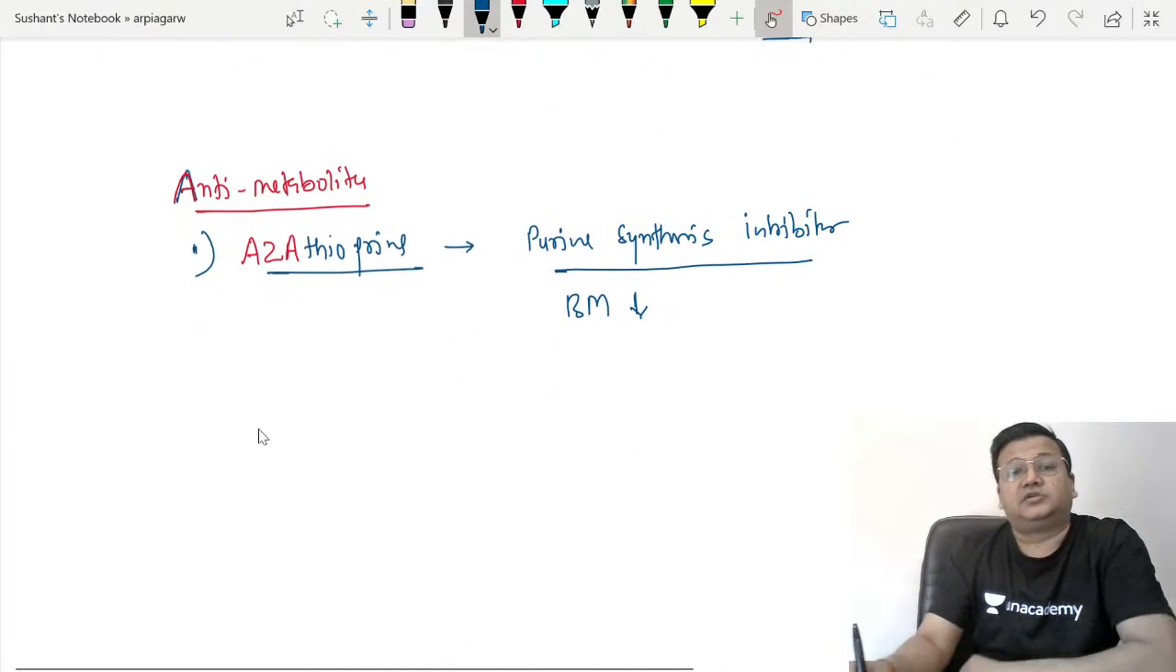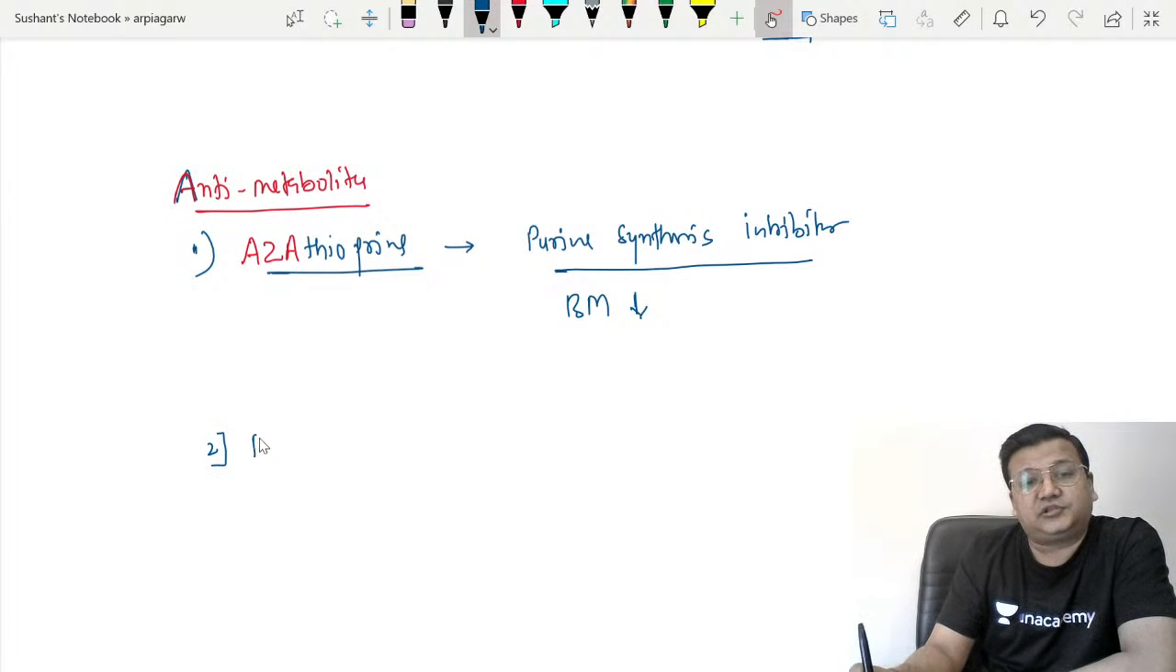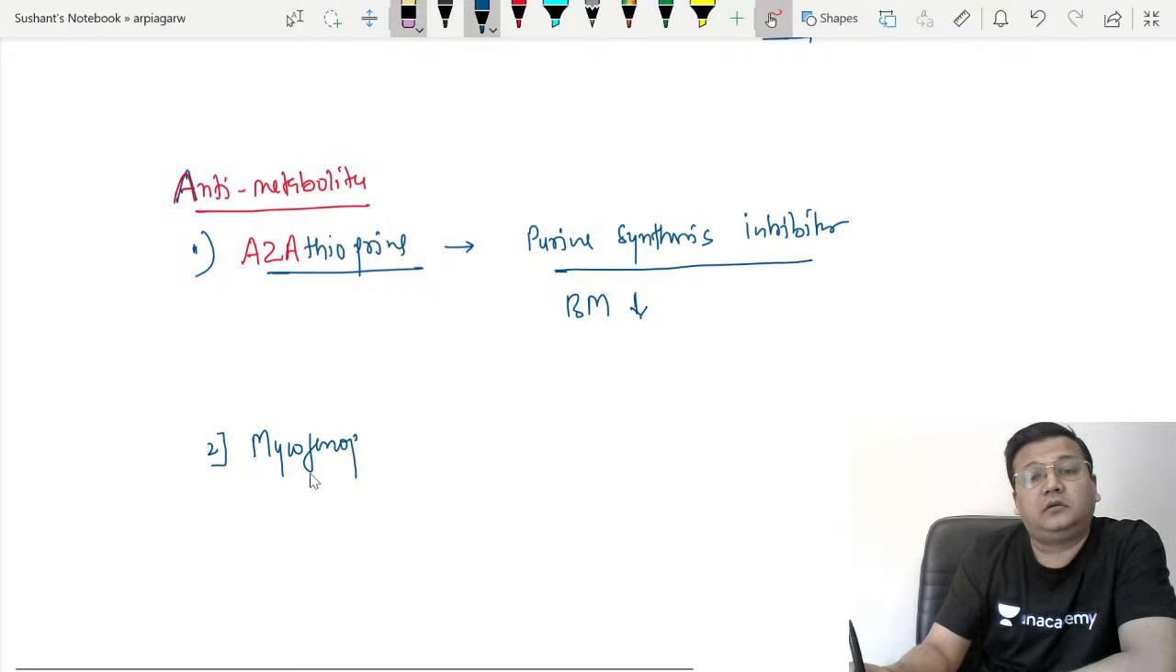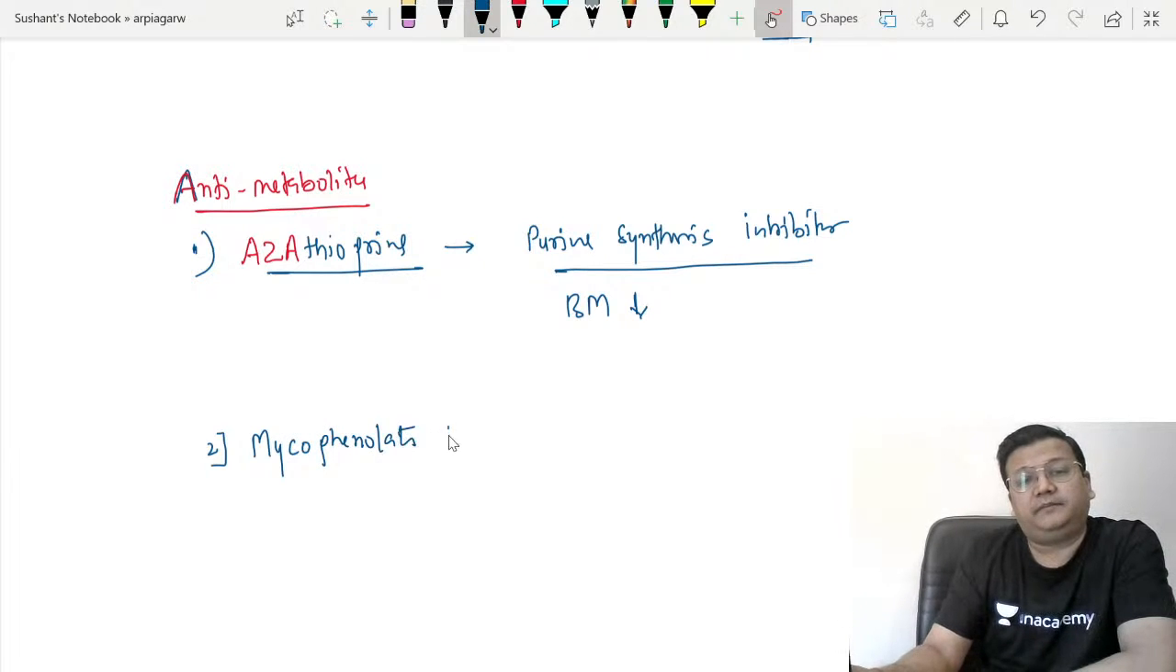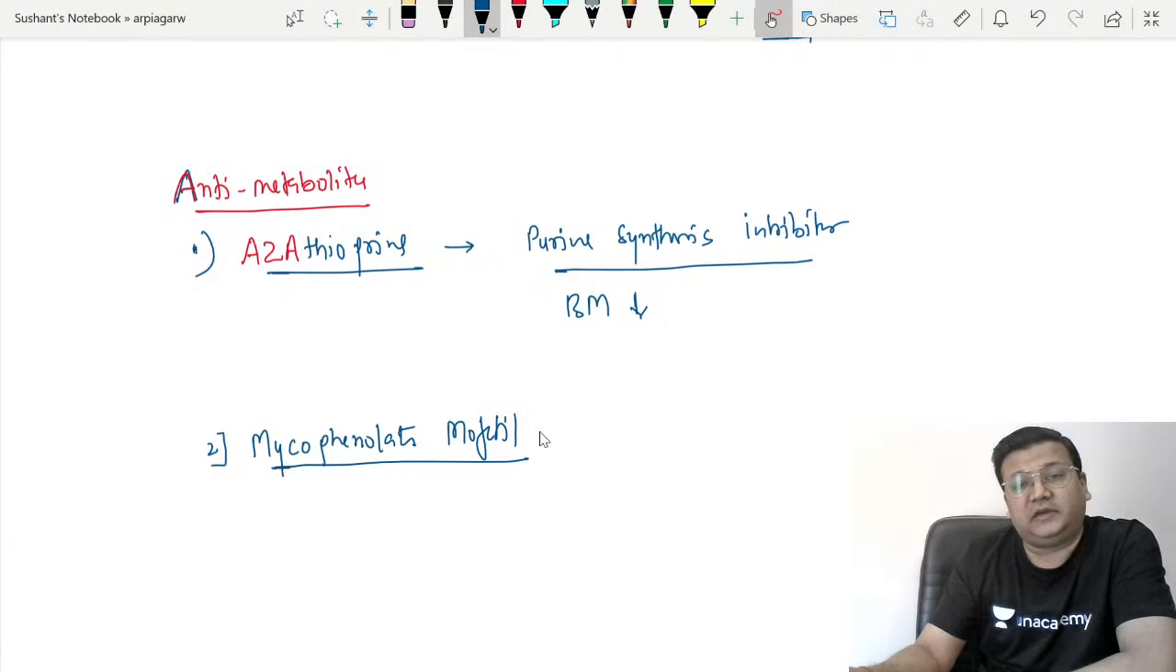Azathioprine. So what we have done, we have developed a new drug which is known as mycophenolate mofetil. Mycophenolate mofetil, please remember, is again going to decrease purine synthesis. It is also an anti-metabolite, a purine synthesis inhibitor.